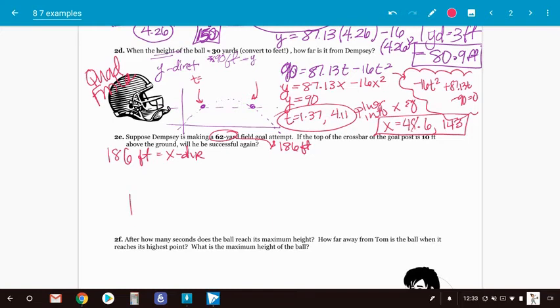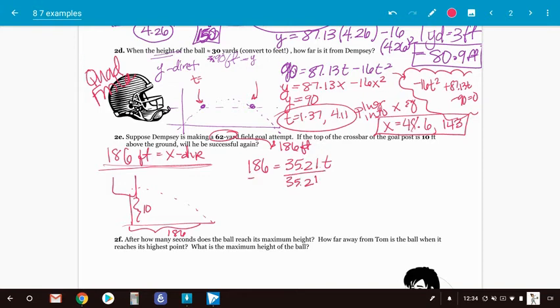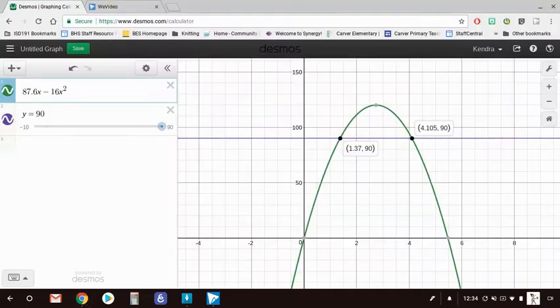Will he be successful? Okay, so I've got, you guys are probably loving all my pictures. Here he kicks it. Okay, at 186 feet, will it be more than 10 feet or less than 10 feet? And that's what we need to decide. So I'm going to, since I know 186, I'm going to plug that into my x equals 35.21 t and find out how many seconds it is. So divide by 35.21, divide by 35.21. So 186 divided by 35.21.